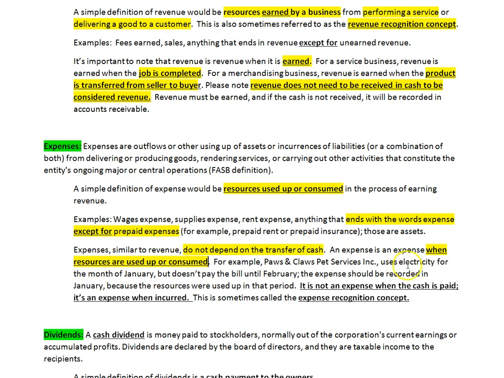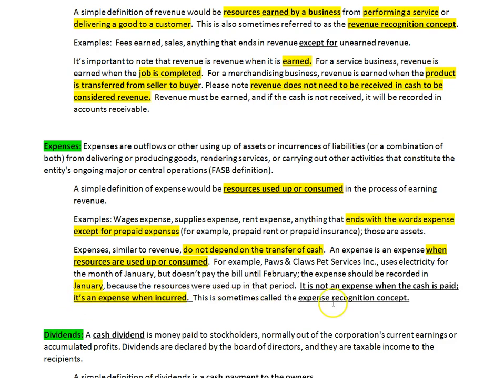This Pausing Clause uses electricity for the month of January. So we use it all January, but we don't pay the bill until February when they send the bill. But the expense should be recorded in January, not in February. That's because we've incurred it in January. We've used the electricity in January. It doesn't matter that we didn't pay the bill until February. It matters that we've used it in January. So it's an expense in January because it was incurred in January.